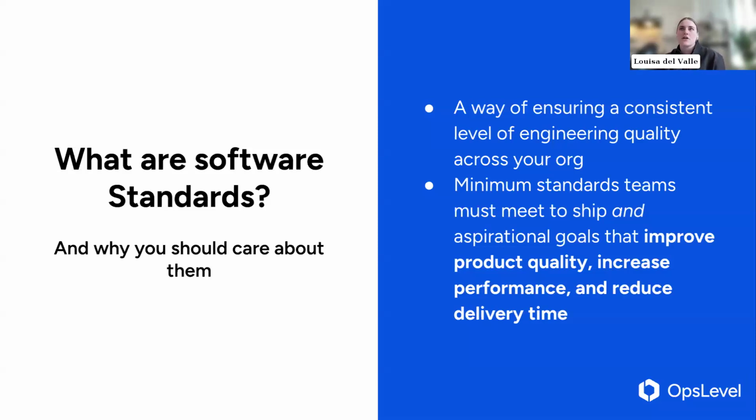So when we talk about software standards, we mean ensuring a consistent level of quality across your engineering orgs, across your business as a whole, by driving minimum standards that you and teams need to meet in order to really do your jobs, to comfortably ship code in a secure way, as well as aspirational goals. And a lot of these drive towards outcomes, like, and you can see in these bolded, buzzwordy outcomes, improve product quality, increase performance, and reduce delivery time.